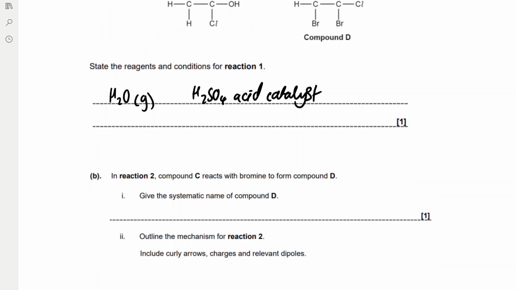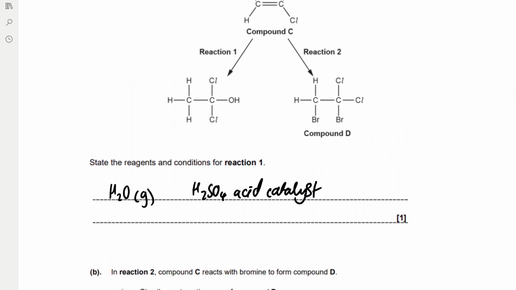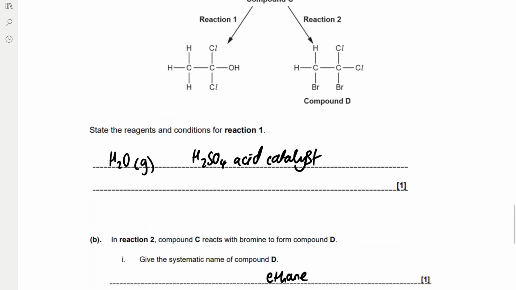In reaction 2, compound C reacts with bromine to form compound D. Give the systematic name of compound D. So if we have a look at compound D, we can immediately see it's got 2 carbon atoms, so we can write ethane. And then you'll notice that we have a bromine at carbon 1 and carbon 2. We're saying this is carbon 1 and this is carbon 2 because we need to number for the lowest possible numbers in our name. And then bromine comes before chlorine in the alphabet. So chlorine is going to give a chloro prefix and bromine is going to give a bromo prefix.